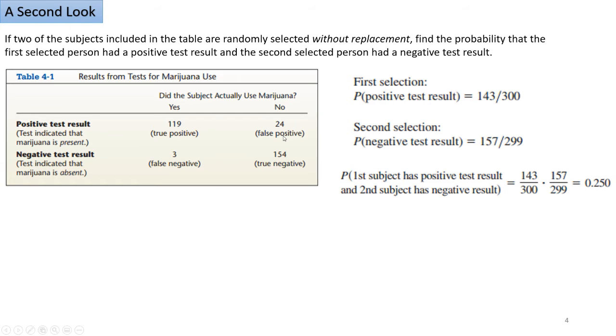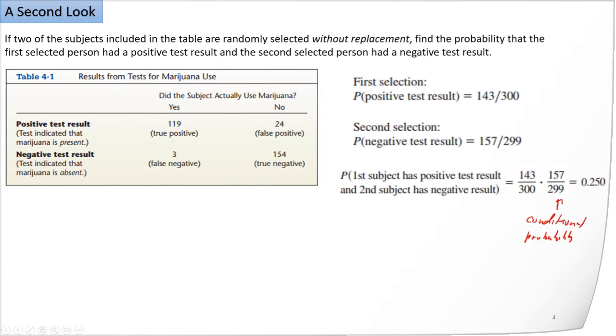Here now, picking a positive test result, and then in the second event, picking a negative test result, these are not independent events, right? The outcome of the probability of the second event depends on the outcome of the first event. So notice that's why we had to go 143 divided by 300 times 157 divided by 299, and not 300. So in fact, what we have here is a conditional probability. The probability of this event depends on the outcome of the first event.